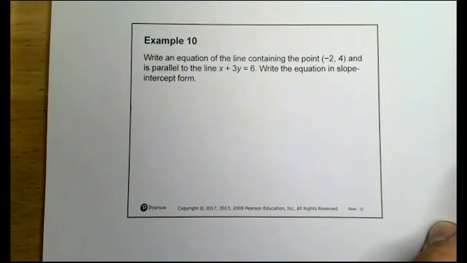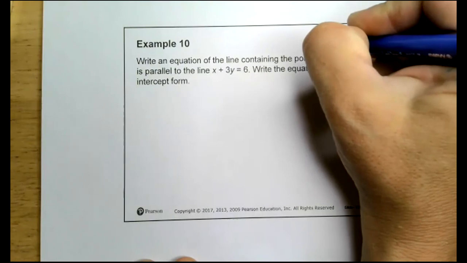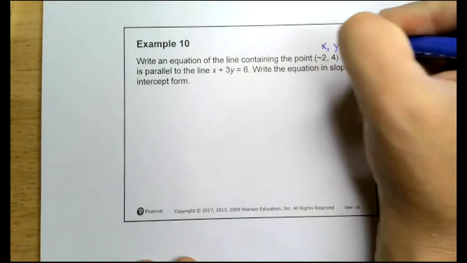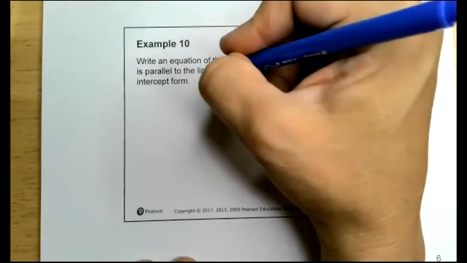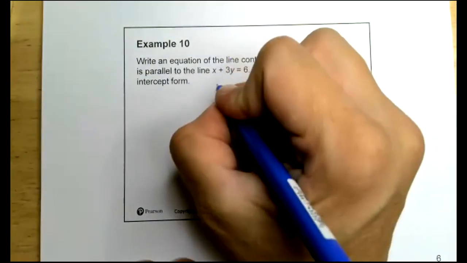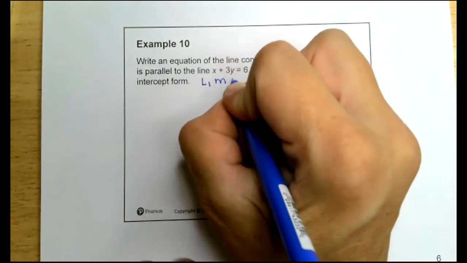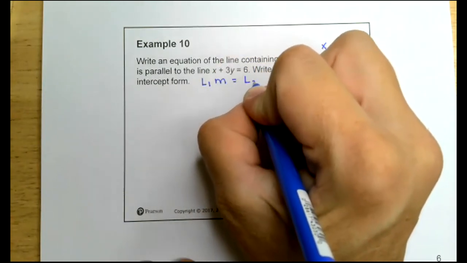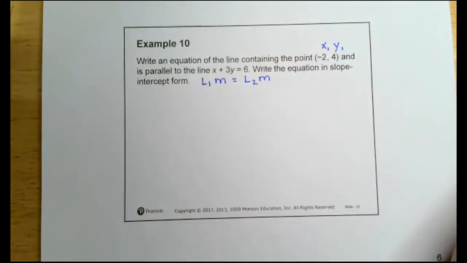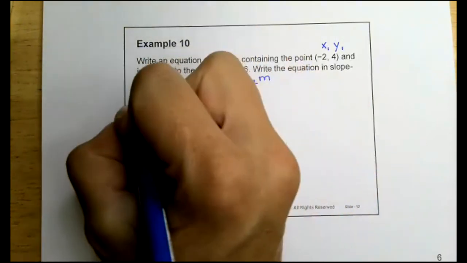Write an equation of the line containing the points -2, 4, and is parallel to the line x plus 3y equals 6. Write the equation in slope-intercept form. If it's parallel, that means they will have the same slope, okay? So the first thing we need to do is find the slope of that first line.